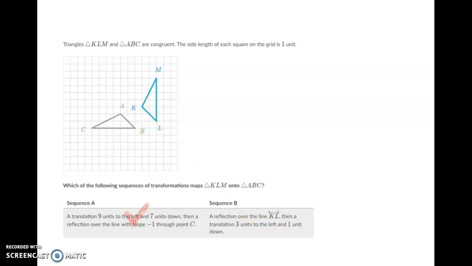So I've got this line KL, that's my mirror. So I've got a mirror right here on KL. And what does that look like if I reflect it? And if I reflect it, it looks like this.